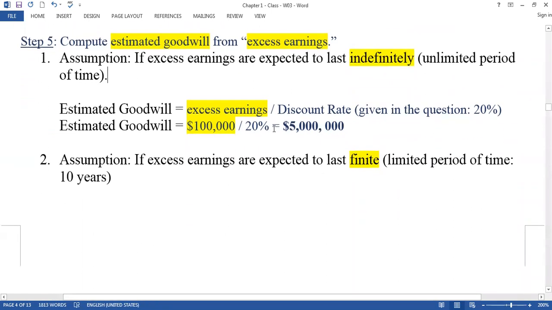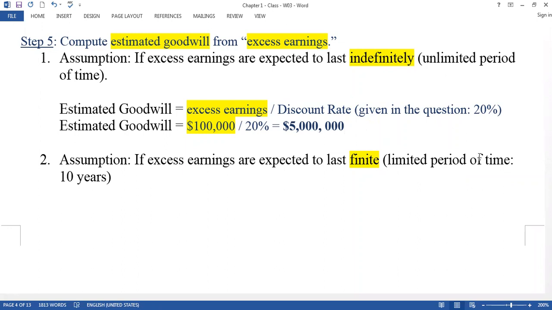we have a formula: excess earnings divided by discount rate. So what is the meaning of discount rate? This is the market rate. For example, you don't want to buy a company, but you want to invest your money in a bank. How much return will you receive from the bank? Okay, this is called market rate. The discounting rate, or market rate, is the investment rate you are expecting if you invest your money.